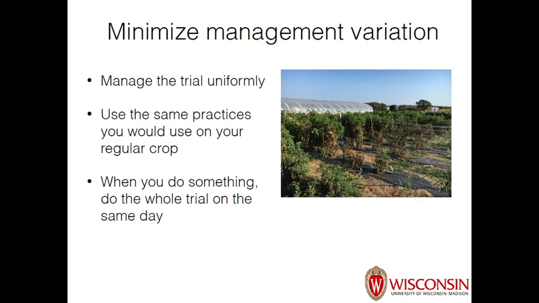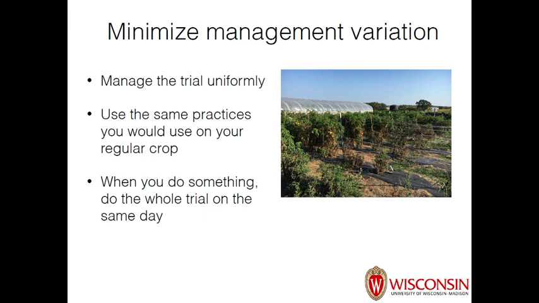And then when you do something to the trial, if you harvest or if you spray for preventing late blight, do it all on the same day. So don't spray a few rows of the trial one day and then go back and do the next ones the next day. Don't harvest part of the trial one day and do the rest the following day. So try to keep everything as uniform as possible. Same goes for things like irrigation and weed management. You really want to minimize any variation that's not the variety. And that helps you see the differences in the variety more clearly.